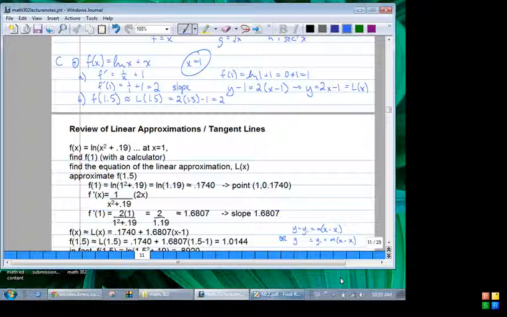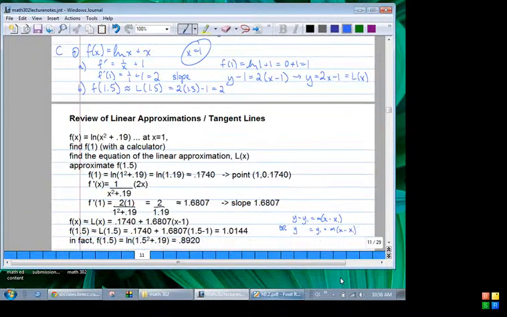But here, since we're going to write it as a function, we're going to say L of x equals 0.1740 plus 1.6807 times x minus 1. Okay. And then to approximate the value at 1.5, you plug that into L of x, and you get 1.0144. Okay. And I just grabbed my calculator and I found out that the actual value for the function when x equals 1.5, you plug it in, you get 0.8920. So we were kind of close. We're off by a little bit.